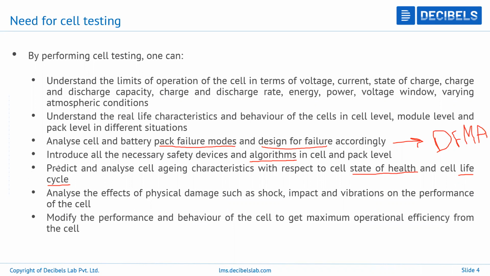This is why cell testing is needed, so that we are able to understand how quickly the battery or how quickly the cell is degrading, and how long it would last, given the certain situations it's facing.